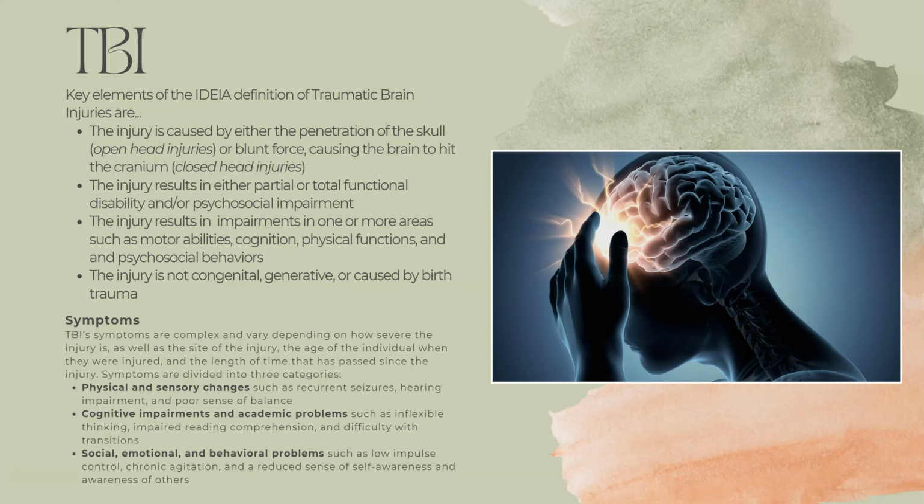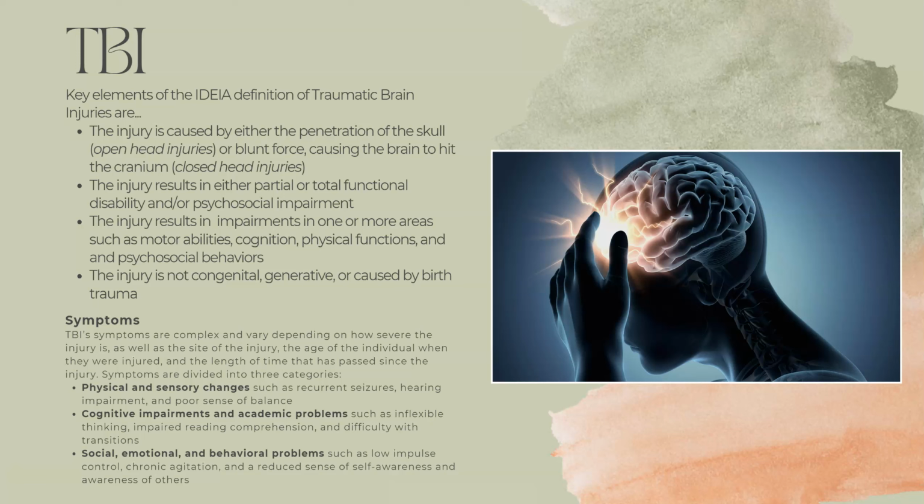Now I'd like to talk a little bit about traumatic brain injuries. So key elements of the IDEIA definition of traumatic brain injuries are: the injury is caused by either the penetration of the skull or blunt force causing the brain to hit the cranium. The injury results in either partial or total functional disability and or psychosocial impairment. The injury results in impairments in one or more areas such as motor abilities, cognition, physical functions, and psychosocial behaviors. And the injury is not congenital, generative, or caused by birth trauma.